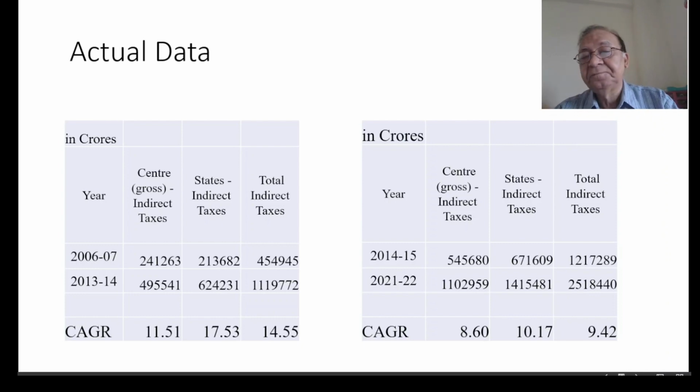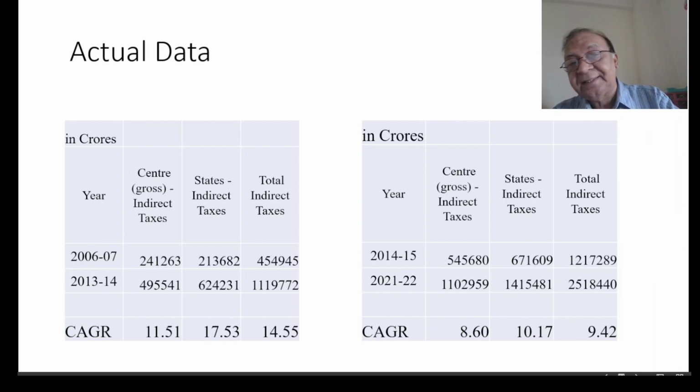So, center's taxes growth was less than the average indirect tax growth rate before 2014 and also after 2014. States' indirect taxes were growing at a higher rate, at 10.17%. See, the taxes have decreased. The decrease rate is higher after 2014.